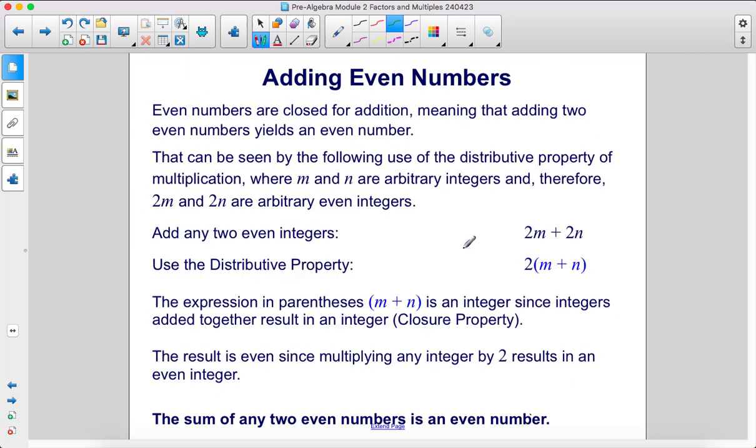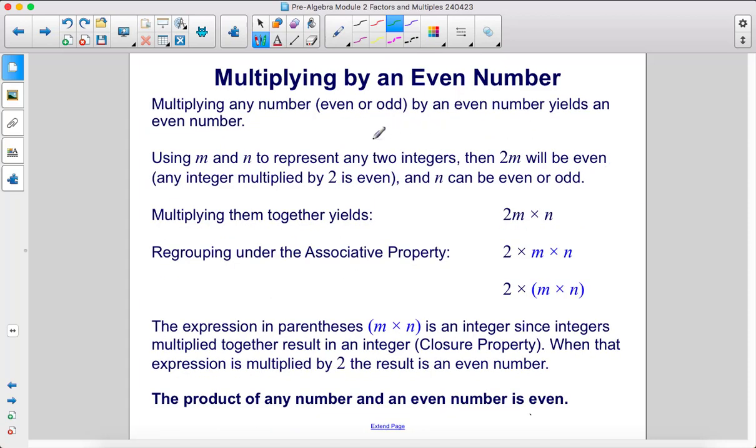Even numbers are closed for addition, meaning that adding two even numbers yields an even number. That can be seen by the following use of the distributive property of multiplication, where m and n are arbitrary integers and therefore 2m and 2n are arbitrary even integers. Add any two even integers and then use the distributive property. So we're going to factor that 2 out. The expression in parentheses, m plus n, is an integer, since integers added together result in an integer. The result of this is even, since multiplying any integer by 2 results in an even integer. So therefore, the sum of any two even numbers is an even number.